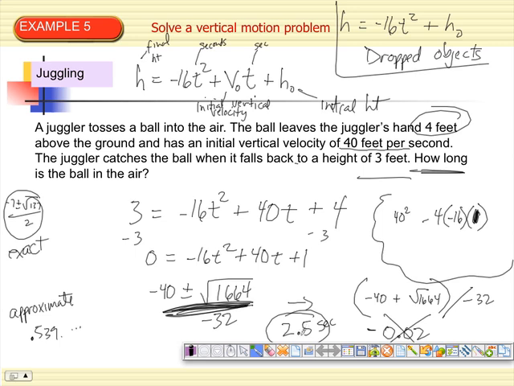If you didn't write that, write it now. 2.5 seconds. How many people got 2.5 seconds? Okay, not bad. There we go. Any questions on this type of problem?